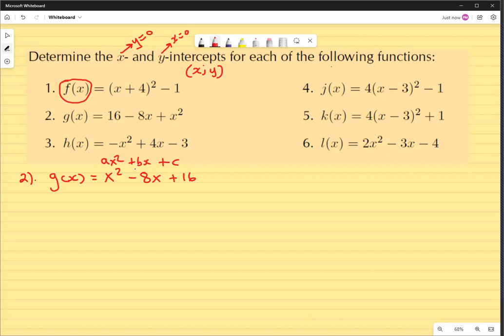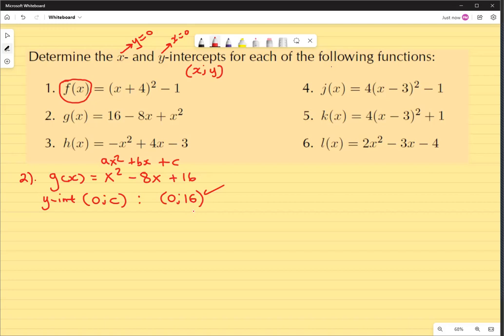Okay, so here, it's easy to do the y-intercept. If it's in standard form, your y-intercept is always going to be 0 coordinate c. So in this case, I can see that my c is 16. So I have 0 coordinate 16, and that is my y-intercept.